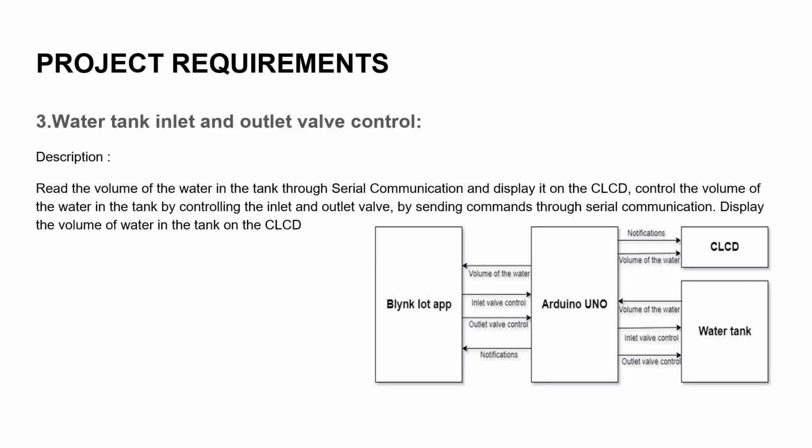The third major part of our project is water tank automation. Here the water level is monitored through serial communication. The Arduino displays the water volume on both the CLCD and the Blynk app. Users can control the inlet and outlet valves directly from their mobile devices.